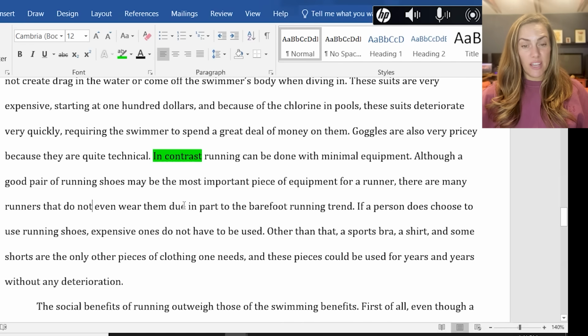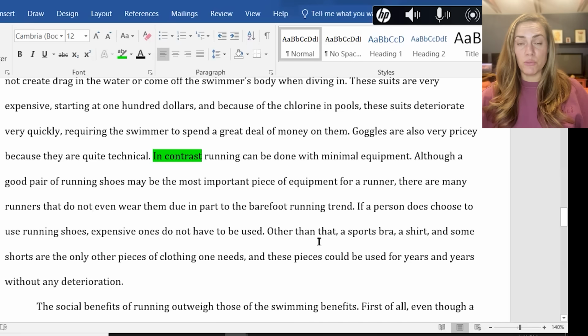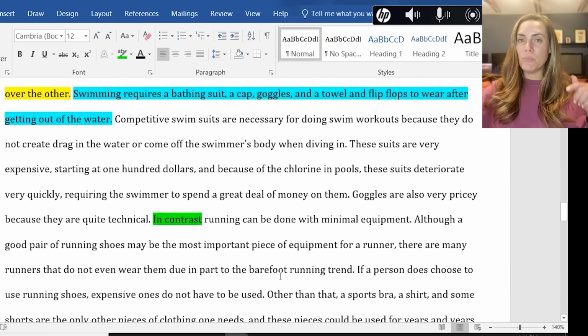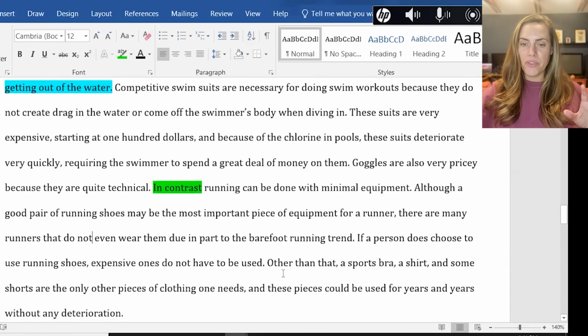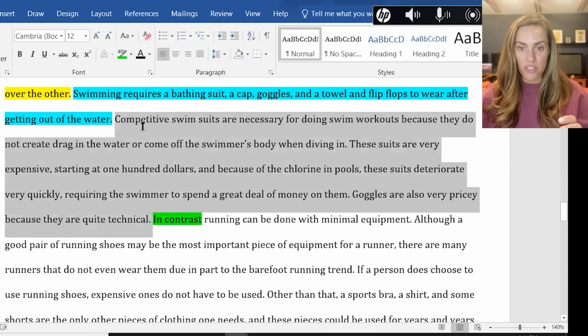If a person does choose to use running shoes, expensive ones do not have to be used. Other than that, a sports bra, a shirt, and some shorts are the only other pieces of clothing one needs. And these pieces could be used for years and years without deterioration. So you can see this paragraph is a little bit different. I just really kind of focused on the gear, and I just talked about swimming first, okay?